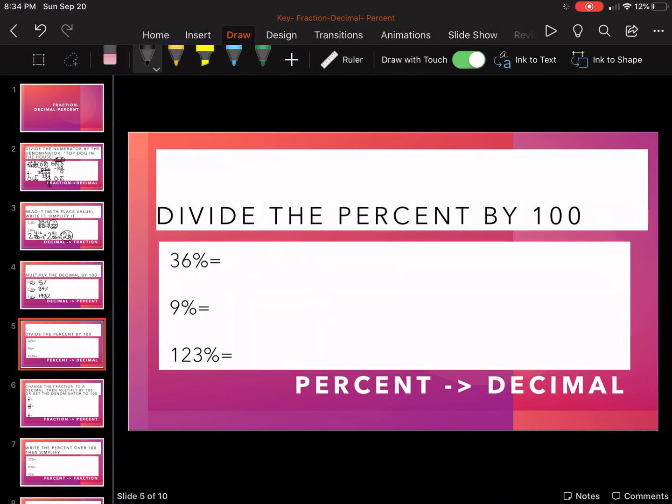So now, going from the percent to the decimal, you just move the decimal back the other way and you divide the percent by 100. So that's 0 and 36 hundredths. Move it back twice. So it's 0 and 9 hundredths. Move it back twice and it's 1 and 23 hundredths.